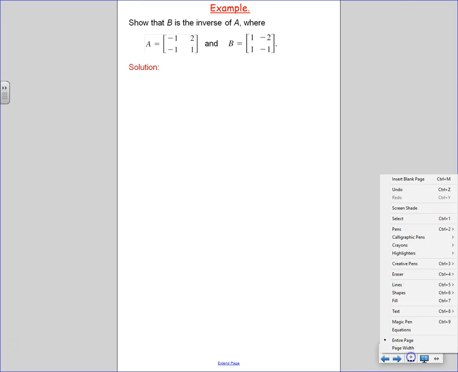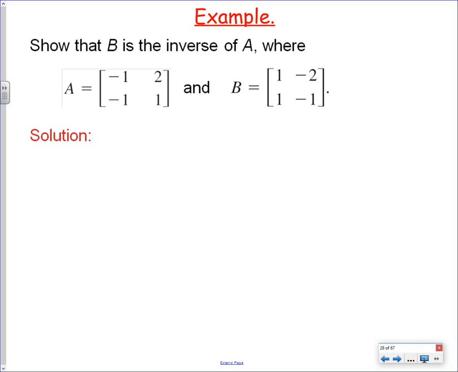This example does not say solve. Praise the Lord, because you don't know how to yet. It just says show. Well, how do we show that they're inverses of each other? Well, what should happen if I multiply A times B? Yeah, you should get the identity matrix.